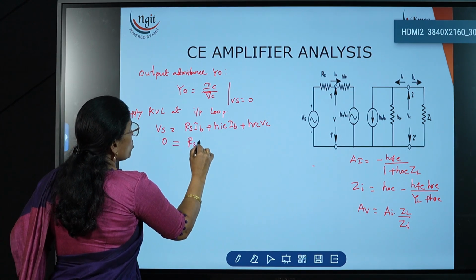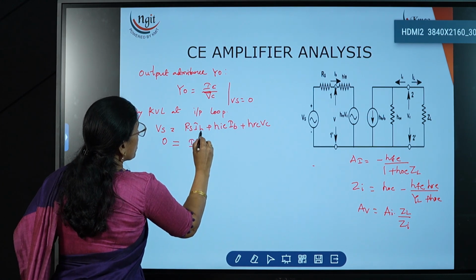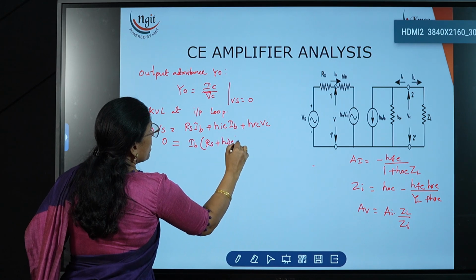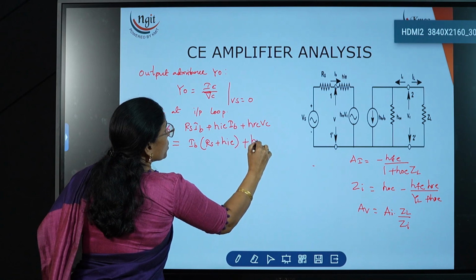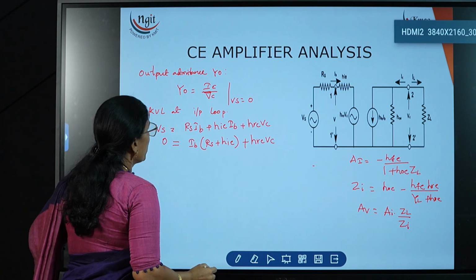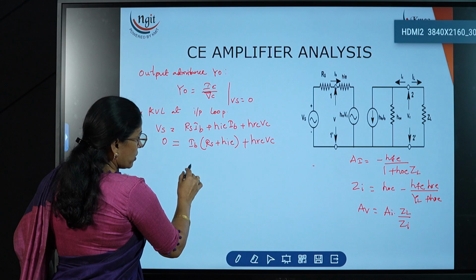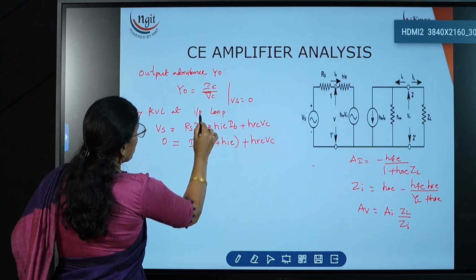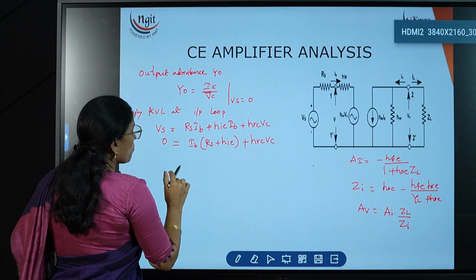So Rs into IB, now IB also I am taking out. If I take IB out, then I'll get RS plus HIE, IB, plus HRE VC. So now how can I write VC? Here I need to get the expression in terms of VC divided by IB.